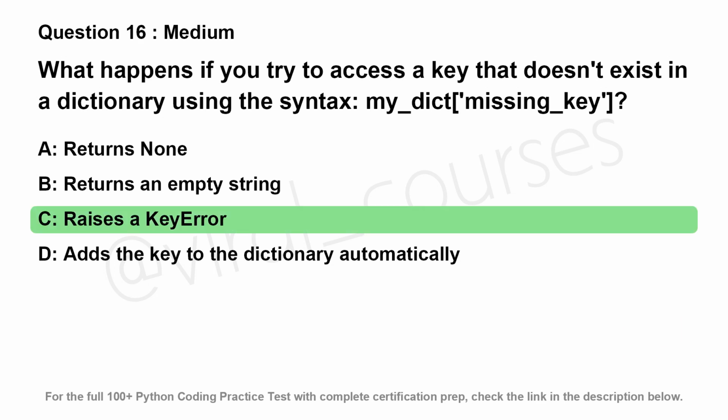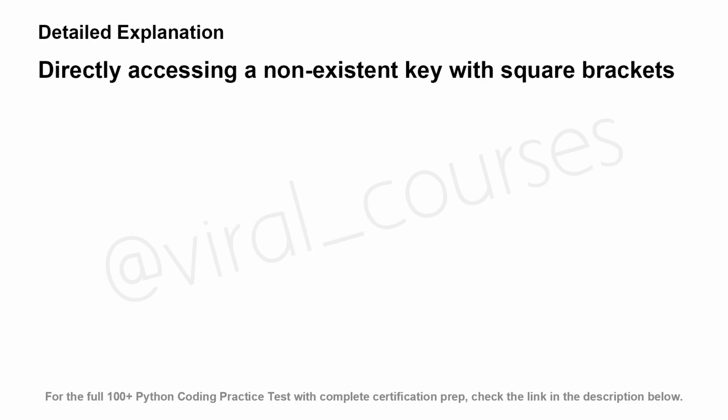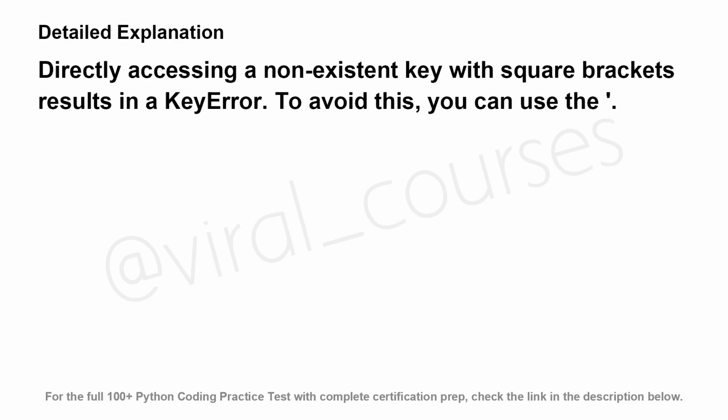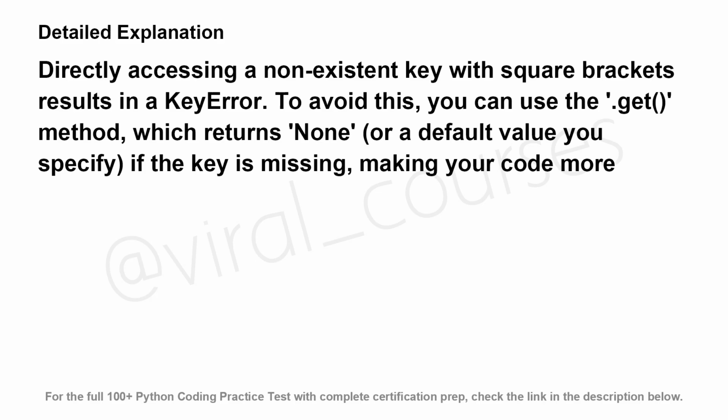The correct answer is C. Directly accessing a non-existent key with square brackets results in a KeyError. To avoid this, you can use the .get method, which returns None, or a default value you specify, if the key is missing, making your code more robust against missing data.